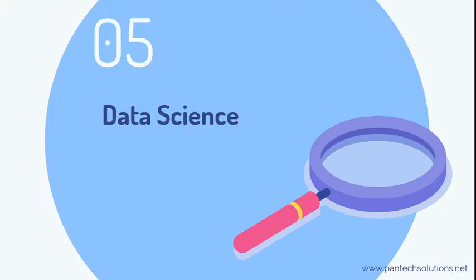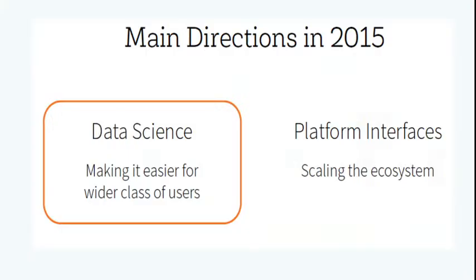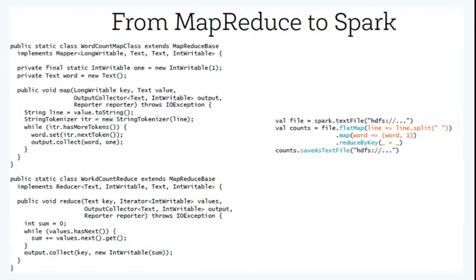Combining process. Next we move on to data science. Data science is made easier for a wide class of users. For example, previously they knew big Java code like this in the left corner, but here in the right corner you can see I am using Spark to do something in only two or three lines of code. Like this we can reduce it.